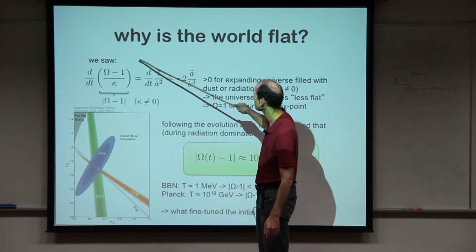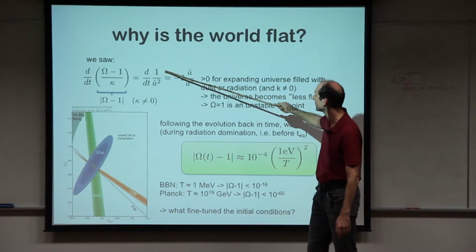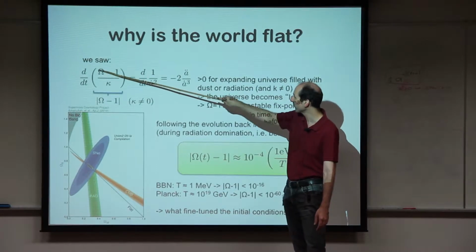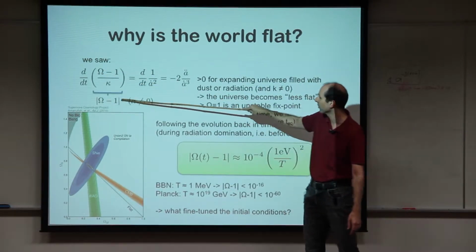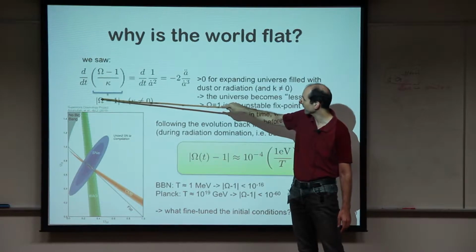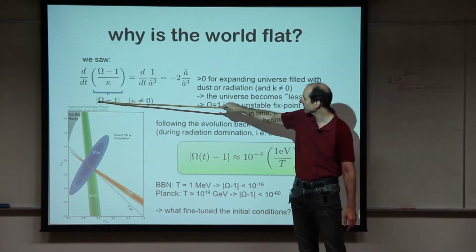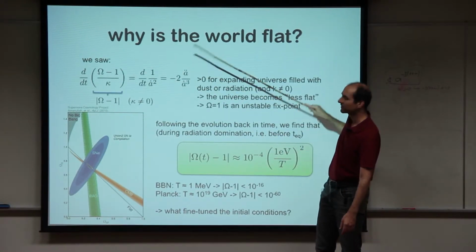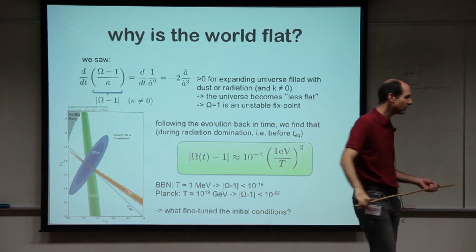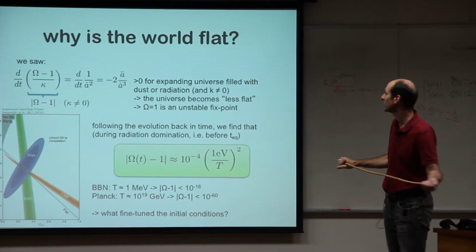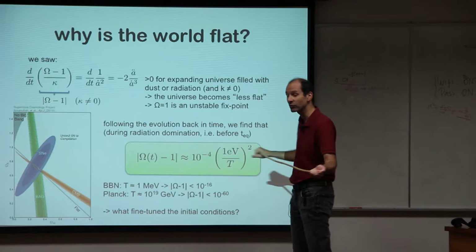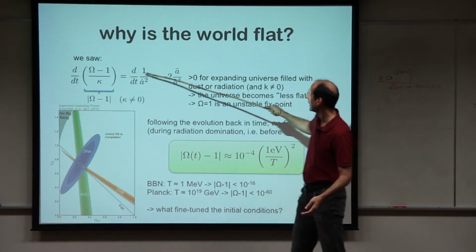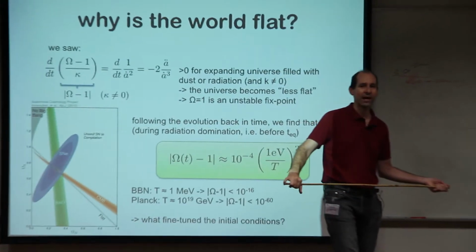Based on the Friedman equation, we calculated yesterday the evolution of the deviation from flatness. This is the absolute value of the total density minus 1. If this is 0, then the universe is flat. And this evolves like minus a double dot. We saw that a double dot, the acceleration, is negative for normal stuff, and so this is positive for normal stuff, and hence the universe should become less flat.